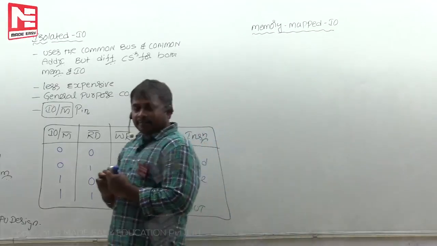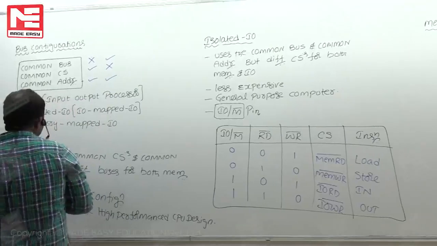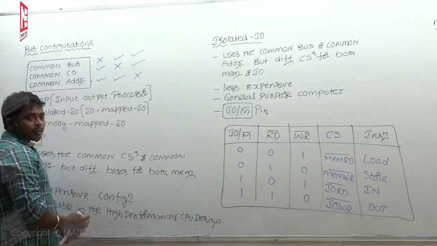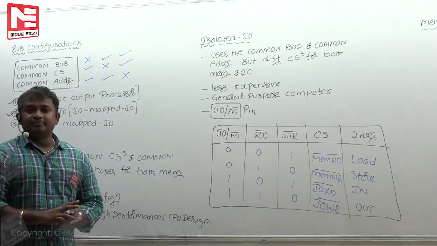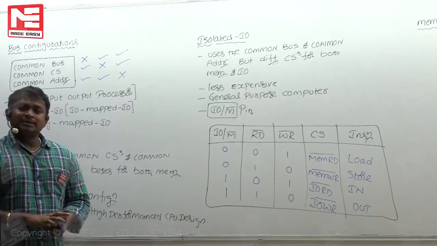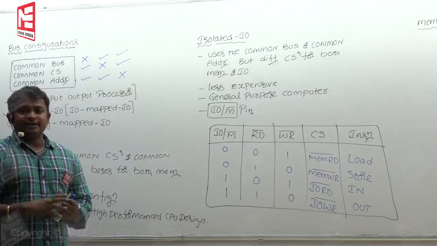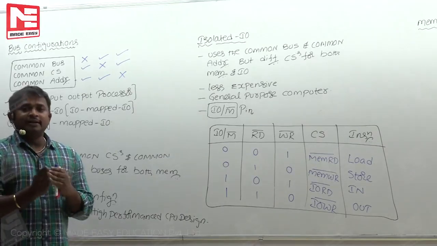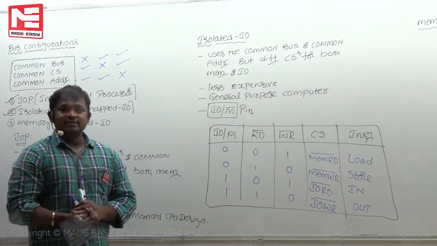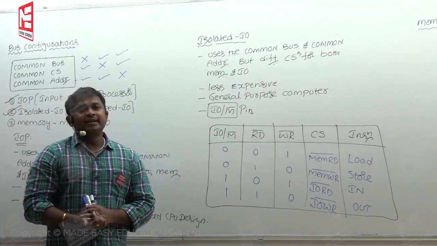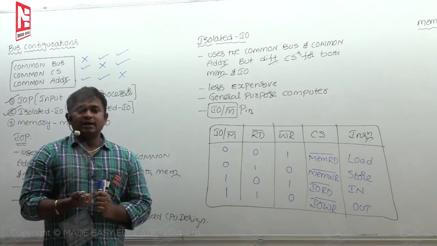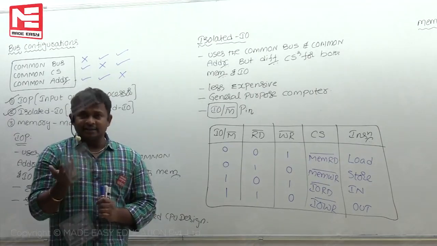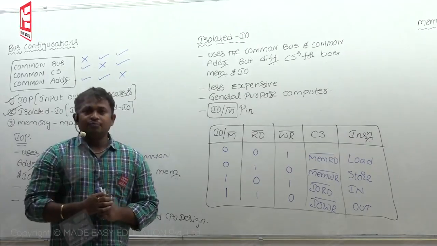Right. In the memory mapped IO design, use the common bus, use the common signals, but don't use the common address. Address will be different. Control signals are common, bus is common, and use different addresses. In the address implementation, it means to separate the memory addresses and IO addresses. The system shares the memory address space to IO, which means take the memory address area, memory addresses, and share them to IO.